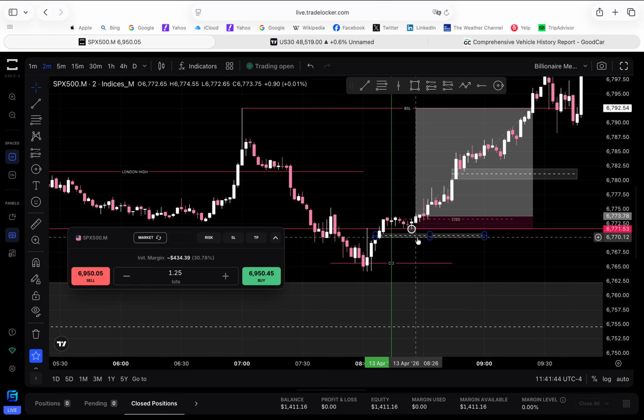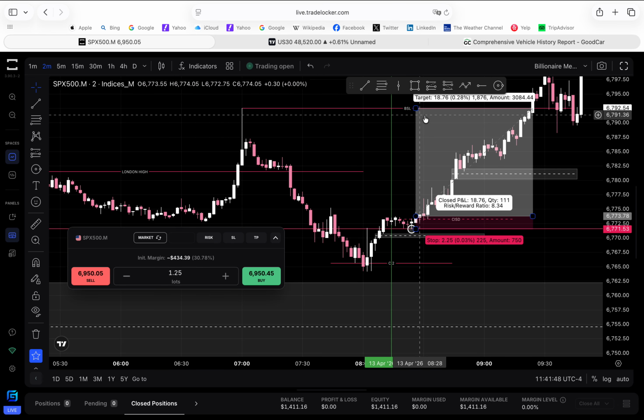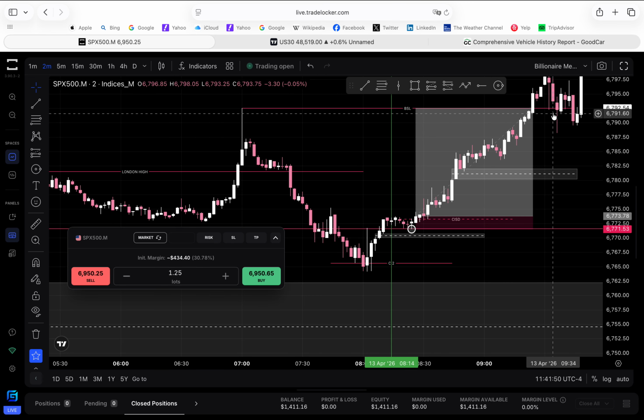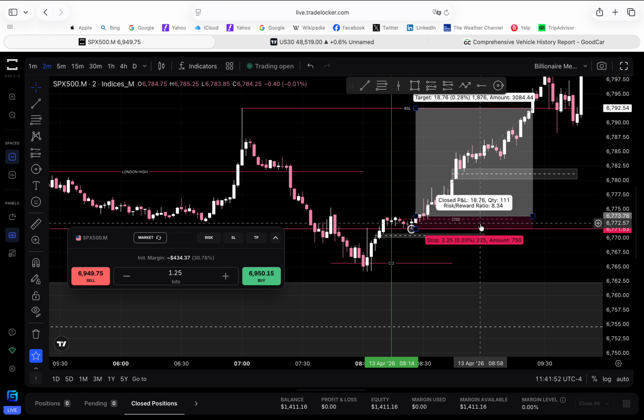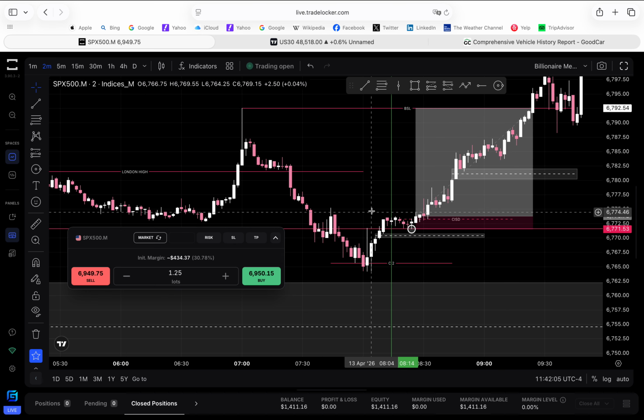So I only risked $50 on this trade, and I made $301. But if I would have held it till this area of liquidity, it would have been an 8-to-1, meaning I would have made 50 times 8. You know what I'm saying? Which is a very, very decent trade size. And this is a 2-minute chart, so the trade started at 8:26.